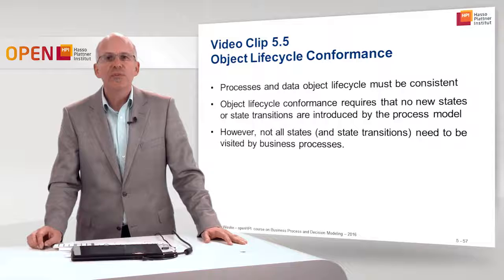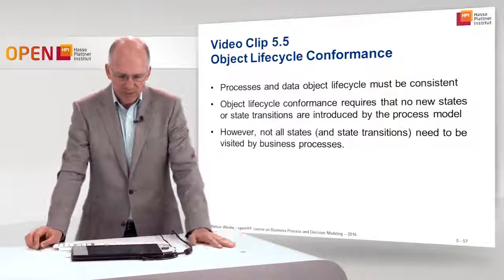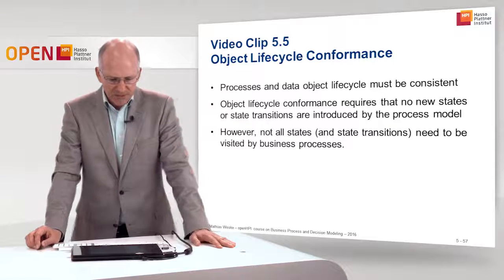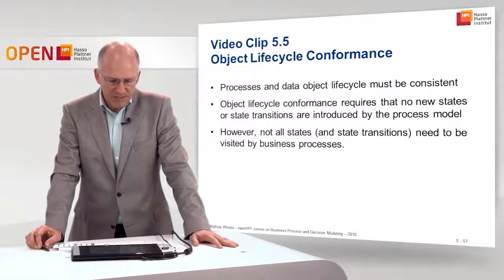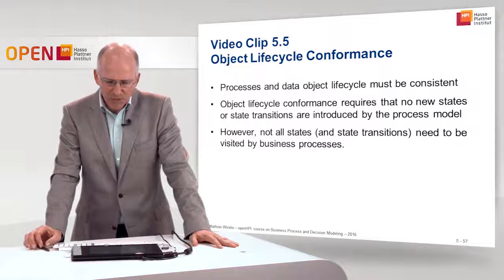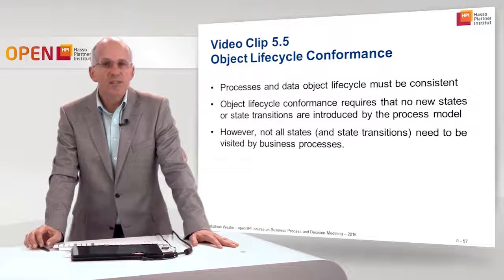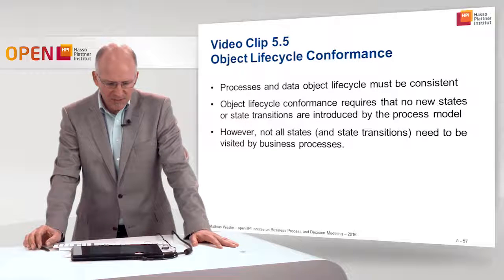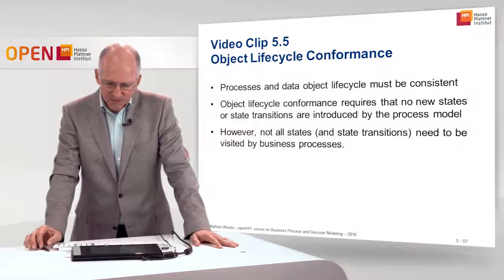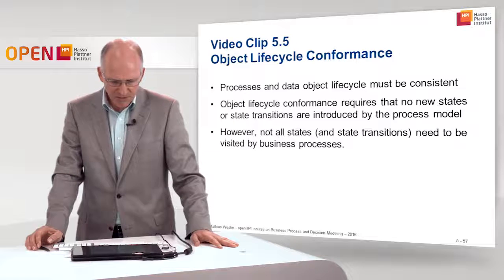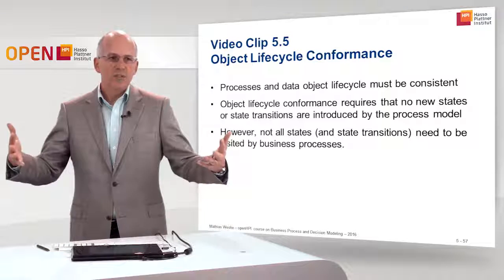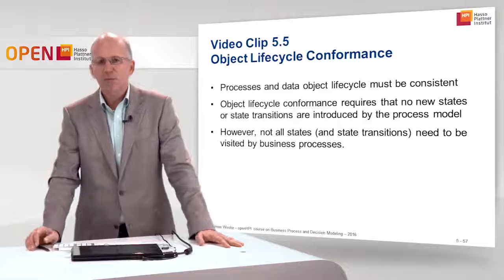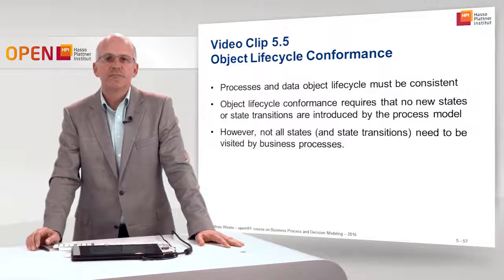That brings us to the end of video clip 5.5, in which we discussed object lifecycle conformance. Processes and data object lifecycle must be consistent. We discussed that. Object lifecycle conformance requires that no new states or state transitions are introduced by the process model that the data object cannot fulfill. However, not all states and not all state transitions need to be visited by business processes. And that is due to the fact that objects might have a richer behavior and not all of them might be required by a given business process.